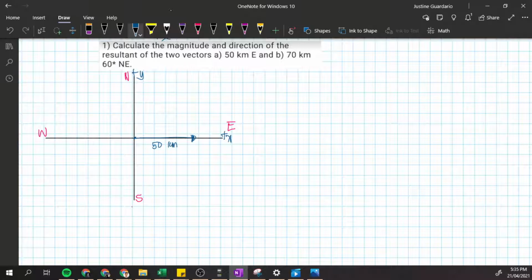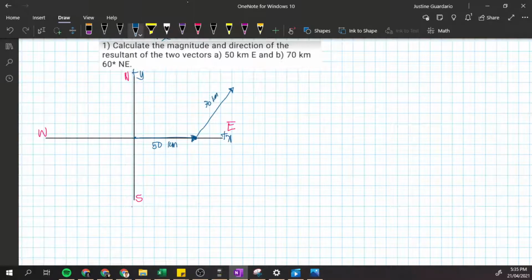Yung magiging first approach ko dito sa problem na to is by graphical. Ilalagay ko siya ng tip to tail. Ngayon, yung 70 kilometer na yon, yung tail nun, ilalagay ko siya sa tip ng 50 kilometer. So, start ako dito. Then, I'll create a 70 kilometer, 60 degrees northeast. Bakit ko nasabing pag ganito na ang haba ay 70 kilometer, because 60 degrees north of east.